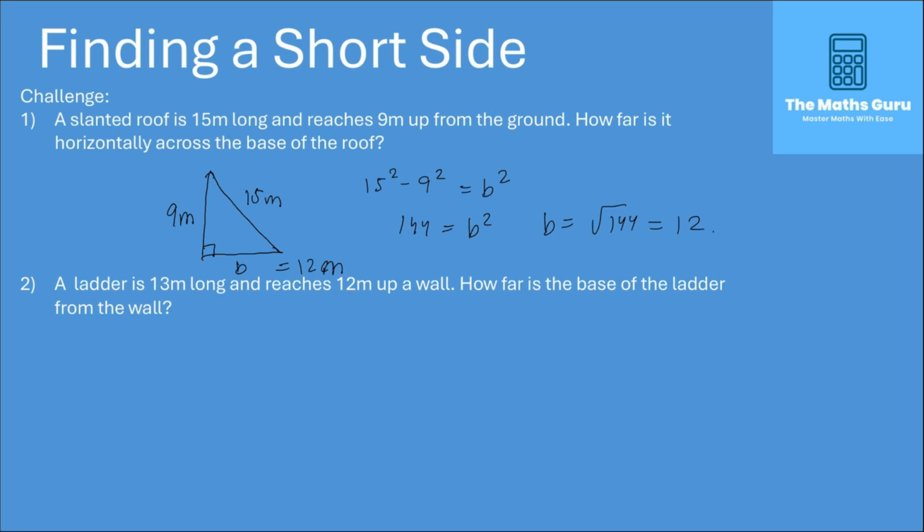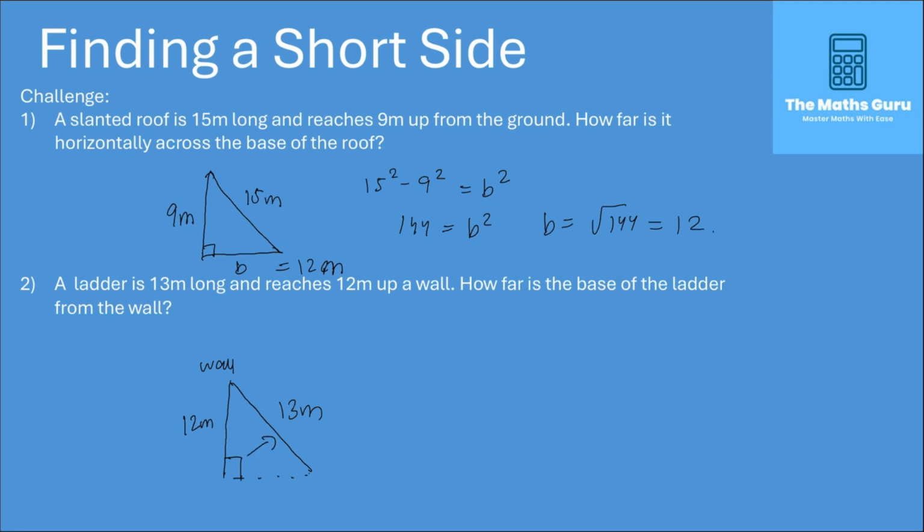Okay, looking at the final question today. A ladder is 13 meters long, and reaches 12 meters up a wall. So 12 meters up the wall, so 12 meters this way, and 13 meters long. We need to work out how far the base of the ladder is from the wall. So this is our wall. Obviously, we draw a right angle like that because the two lines meet at a perpendicular angle at 90 degrees.